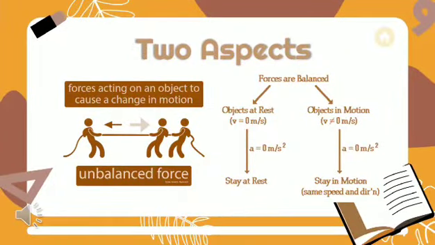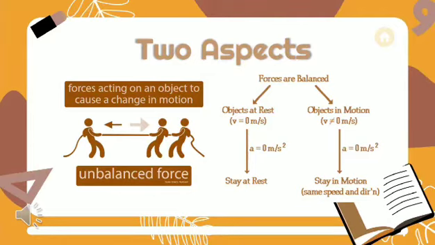From this, I want to highlight two aspects. The first one is about the unbalanced force that he mentions. This unbalanced force is an external force that changes the state of motion of an object. Also, we can refer to this as a net force, because there can be a set of many forces.